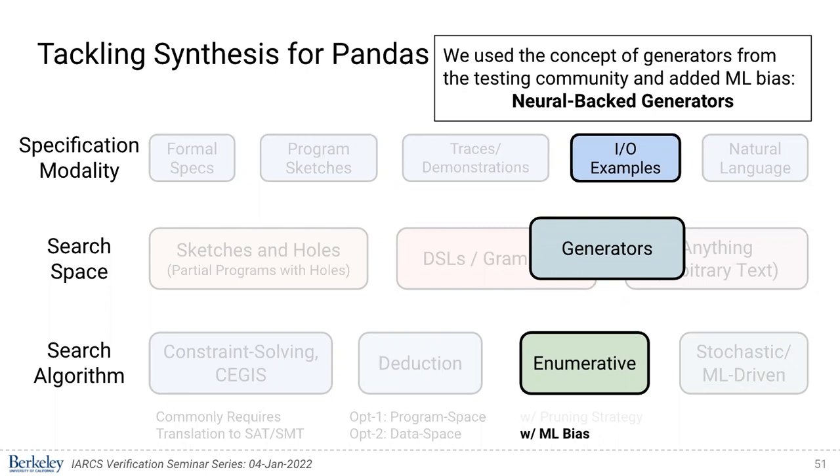And the solution that we came up with, in summary, is essentially borrowing the concept of generators from the testing community, if you're familiar with that. And we used enumerative synthesis along with ML bias using neural networks. The resulting tool that we came up with, we call neural backed generators. I'll just dive into the specifics, but this is the high level picture of how we ended up tackling this particular problem.